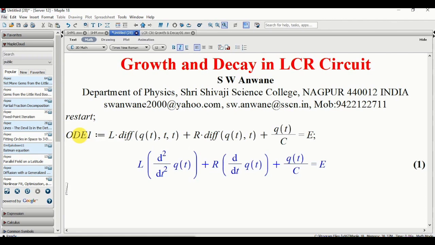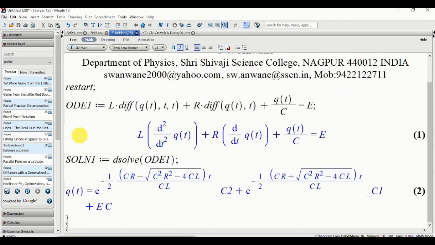Now, if we want to solve this differential equation encompassing all procedure that we have done earlier, the solution will be SOLN1. Rather, let's follow the same thing. SOLN1 is dsolve of ODE1, and let us see the output. So the dsolve command has solved this differential equation.